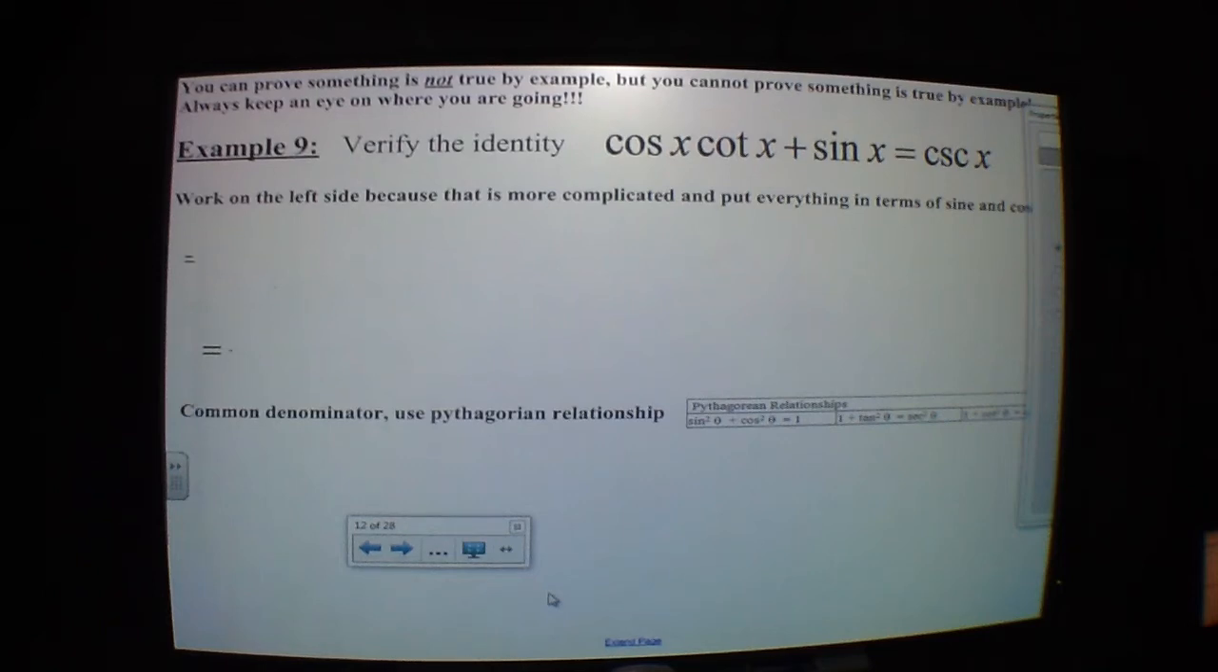Section 6.1, this is the part 2 video. We're going to verify identities. You can always prove something is not true by an example. So you can do an example where it's not true, and that proves something's not true.